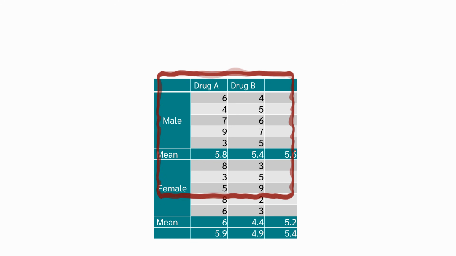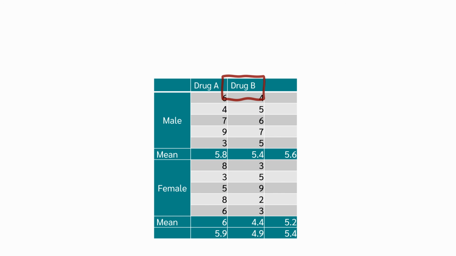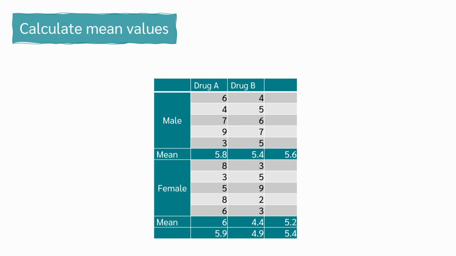Here we have our data, once drug type with drug A and B, and once gender with male and female. So these individuals are, for example, all male and have been given drug A. First, we calculate the mean values we need. We calculate the mean value of each group, so male and drug A, that is 5.8, then male and drug B, that is 5.4, and we do the same for female. Then we calculate the mean value of all males and females and the mean value of drug A and B. Finally, we need the total mean.